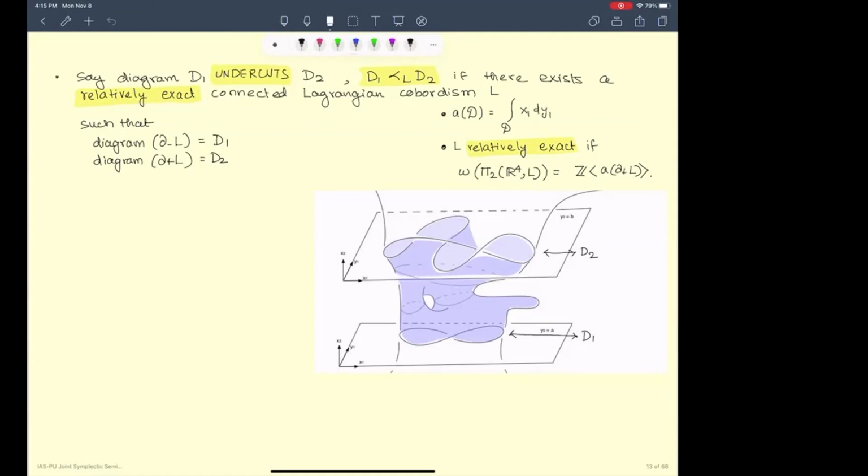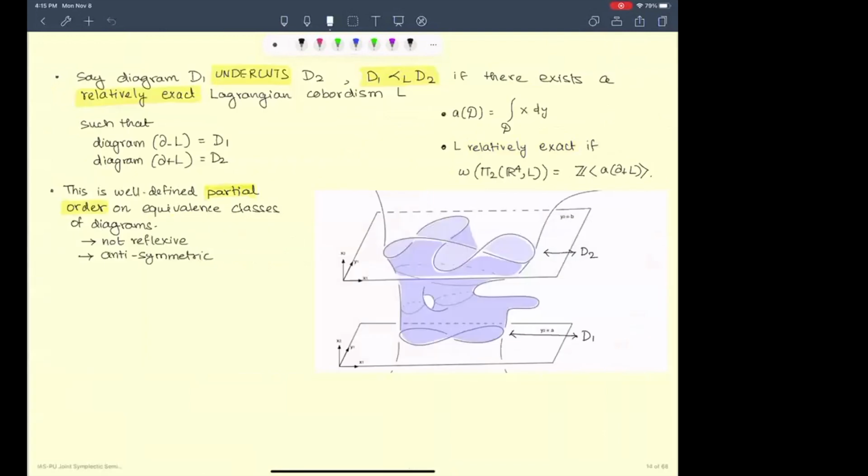This will come up later when we want to prevent bubbling, because I'm going to bring in holomorphic curves. But it's just a necessary weakening of exactness that lets me treat things like trefoil knots. And it turns out this is a partial order on equivalence classes of diagrams. It's not reflexive. And it's also anti-symmetric.